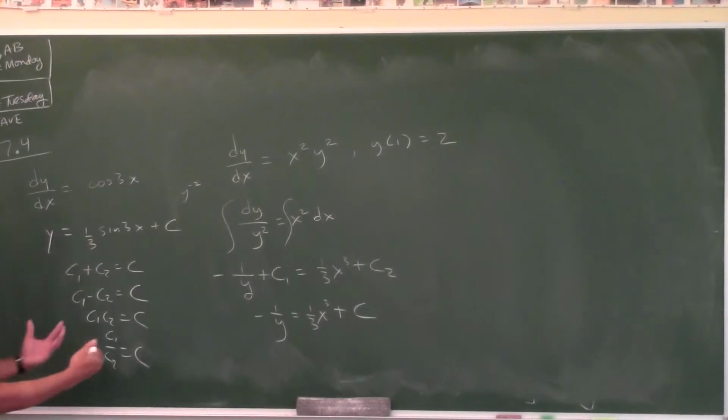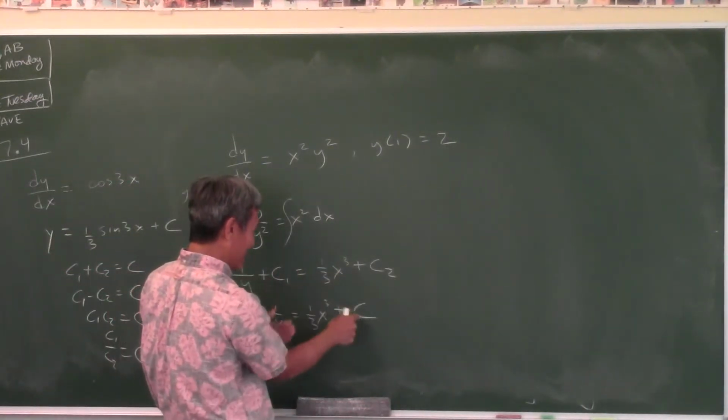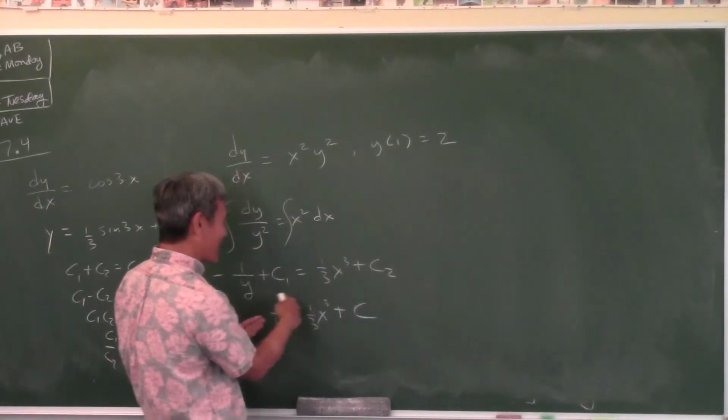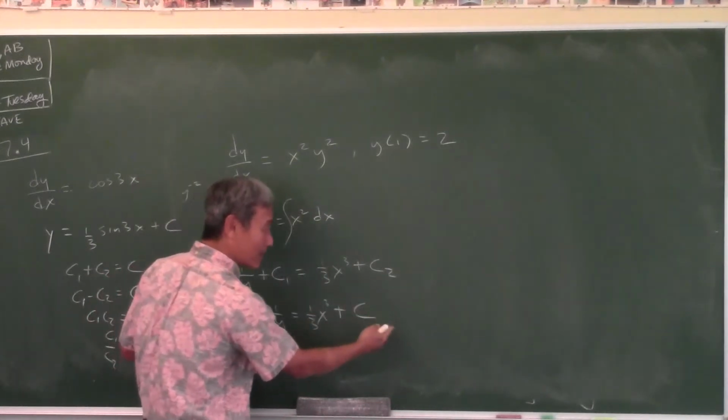No, that's what we do. So, you know what we do? We mush the two constants together into just one. It doesn't matter if it's on the left or right, but normally we put it on the right.